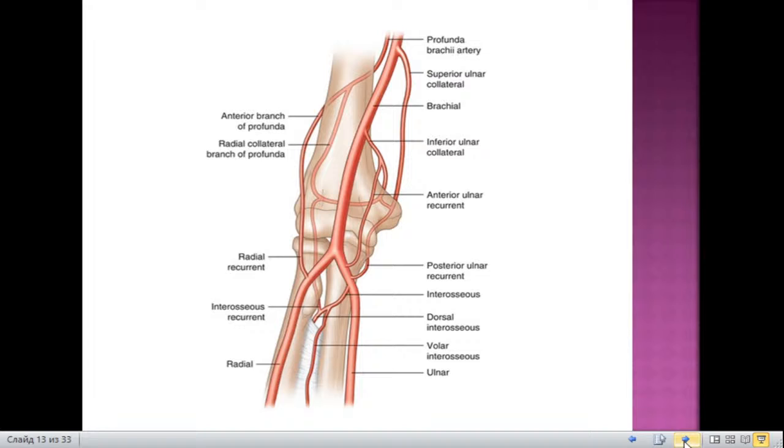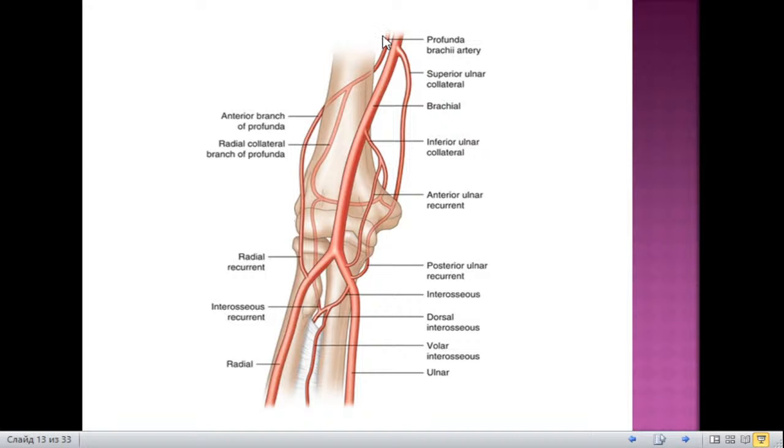The arterial network of the elbow joint contains 8 arteries. So what are these arteries? Firstly, just above the elbow joint, you see the brachial artery. The brachial artery gives off 2 ulnar collateral arteries: the superior ulnar collateral artery and the inferior ulnar collateral artery.